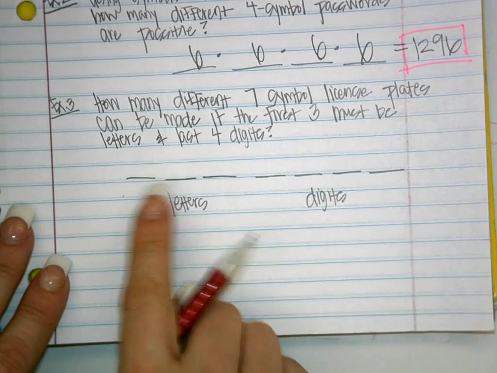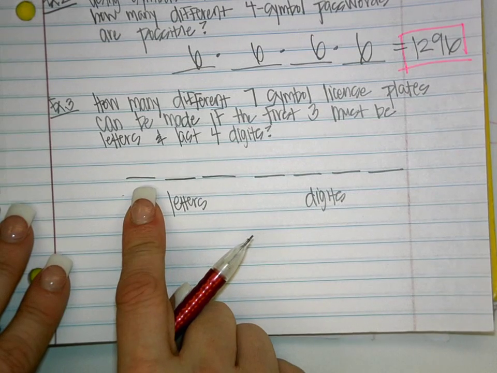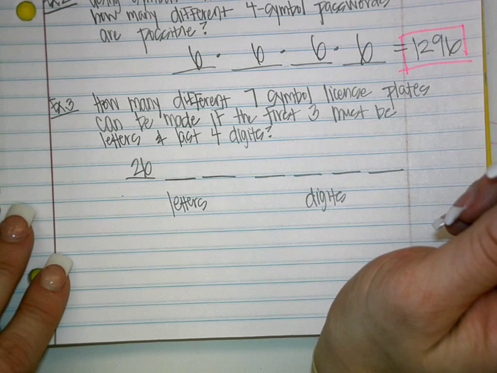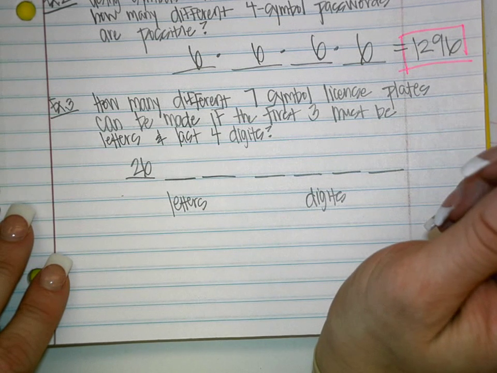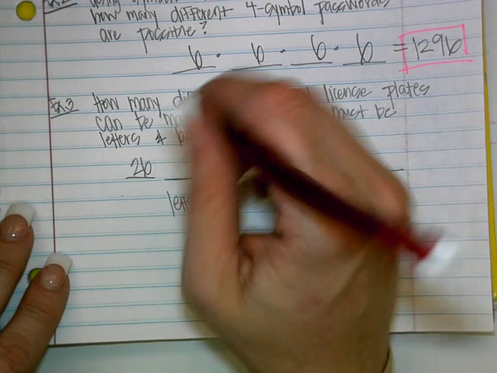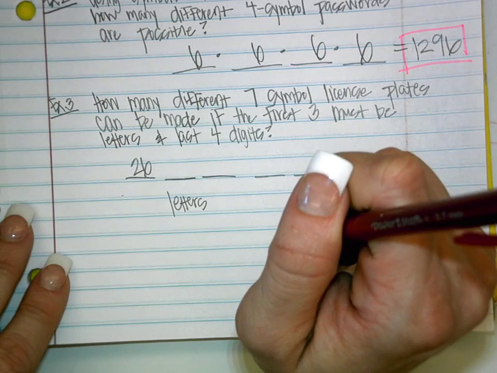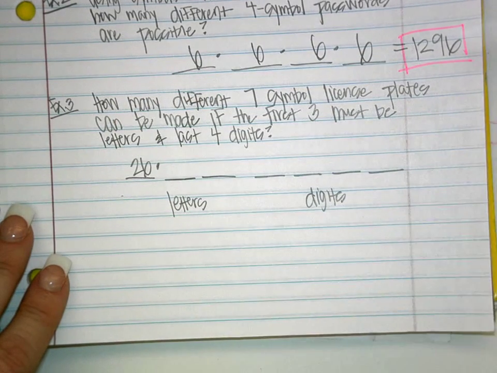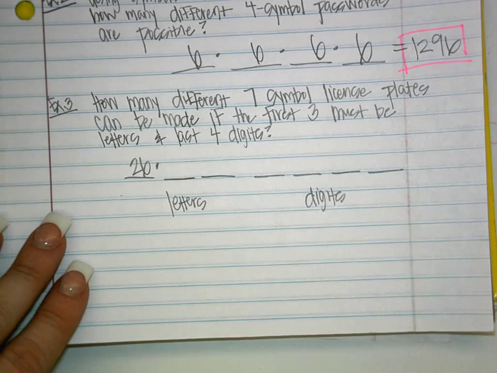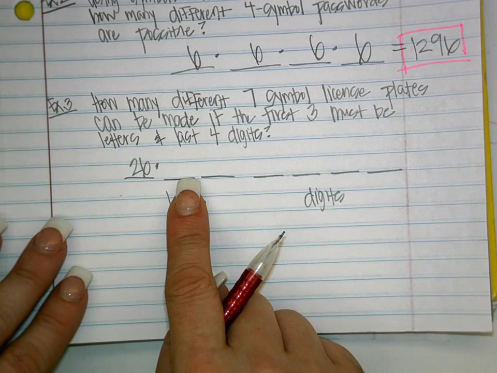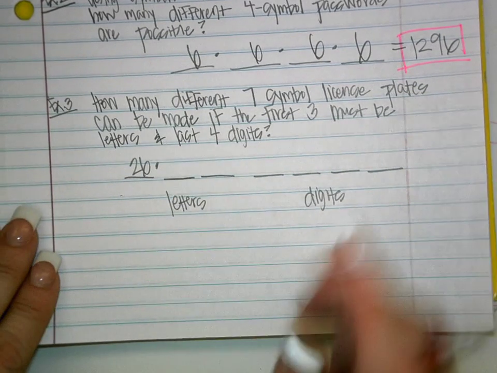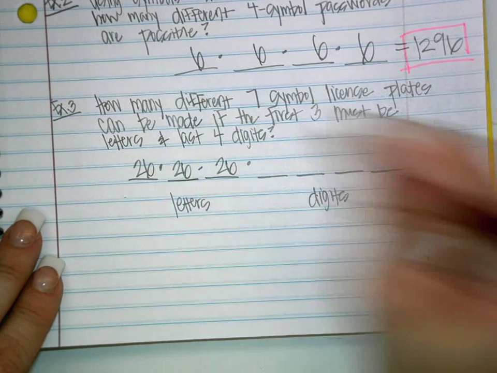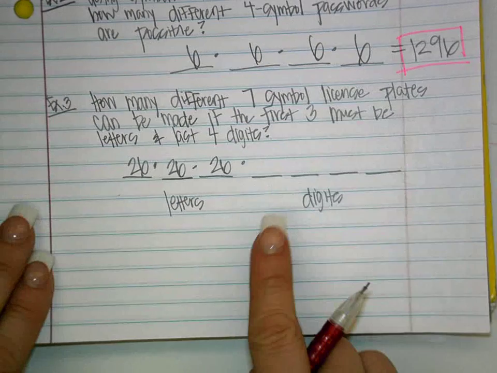How many different options do you have for the first space? 26. Heads up, there are 26 different letters in the English language. No, we do not get to use E with the accent mark on top of it like in Spanish. How many different possibilities are there for the second space? 26. How many for the third space? 26. How many for the fourth space? 10.